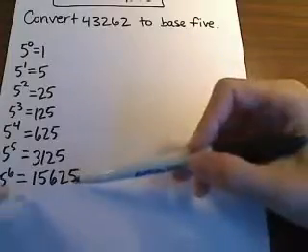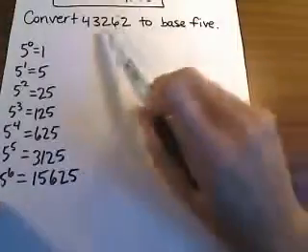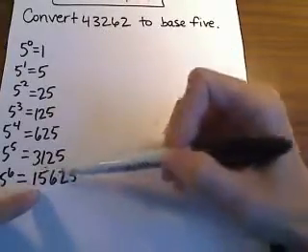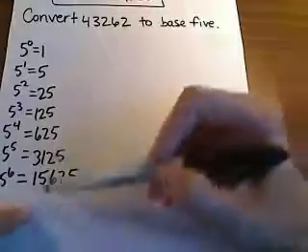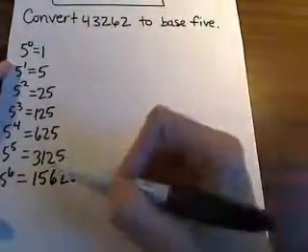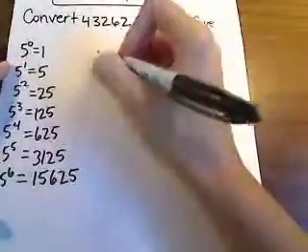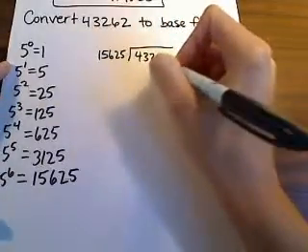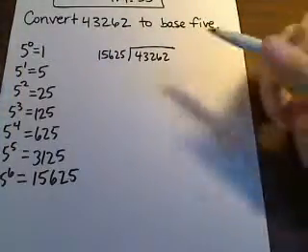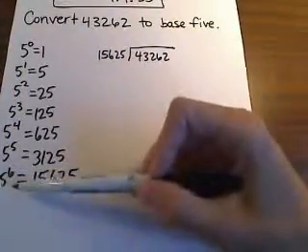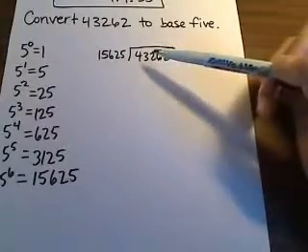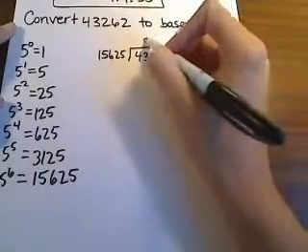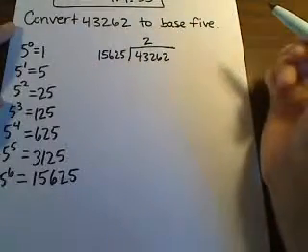And the reason that I'm going to stop there is if I go to 5 to the 7th, I'm going to get a number that's larger than this number right here. Okay, so I don't need to do that. I just want the number that is going to be closest to this number in powers of 5. Okay, so I'm going to start with this 15,000 number, and I'm going to divide it into my 43,262. The point of doing this is I want to see how many 5 to the 6 powers are in this number right here. Okay, so if I divide that, and you can use your calculator, it's going to go in evenly twice.